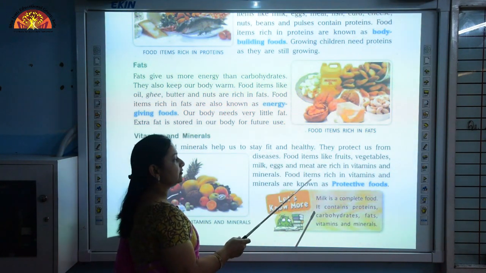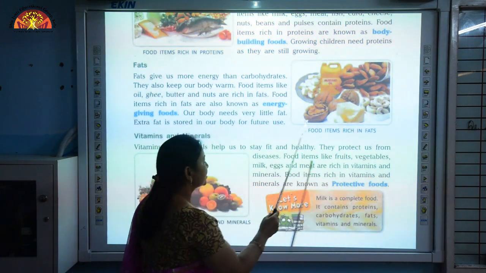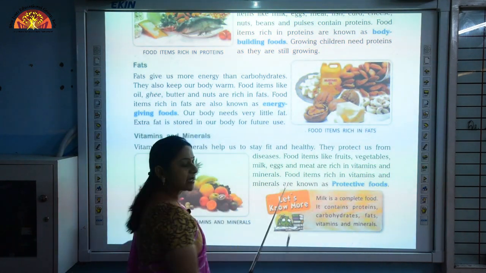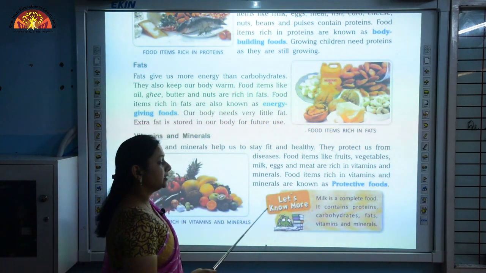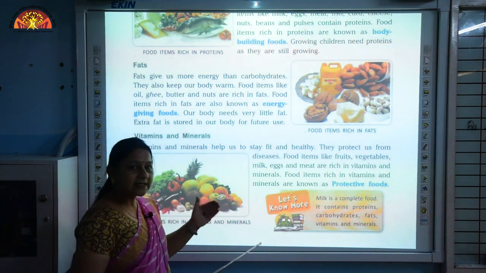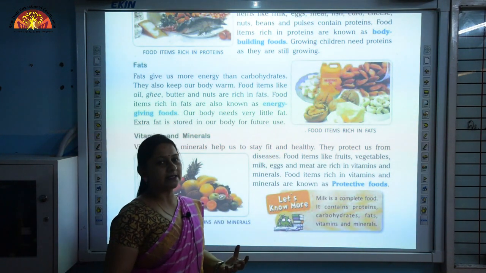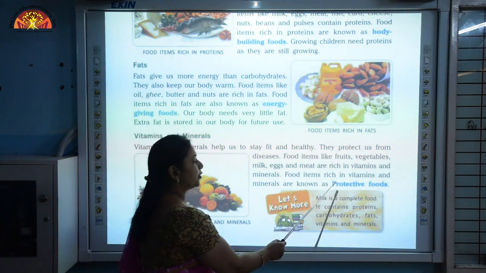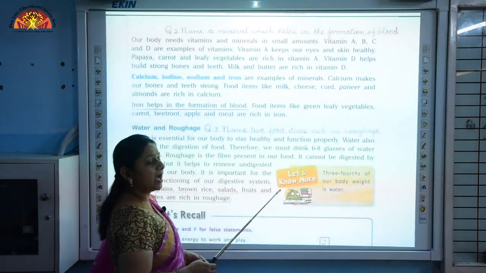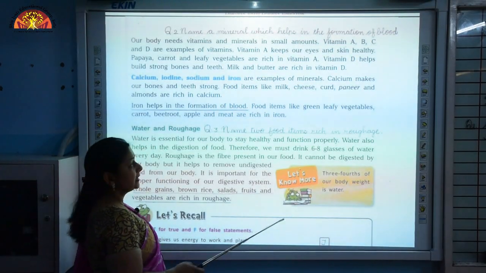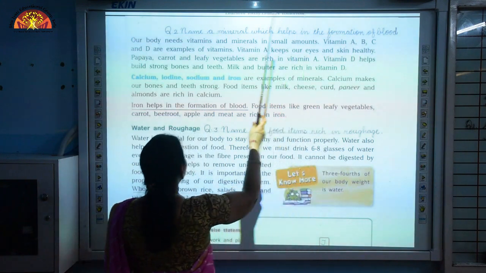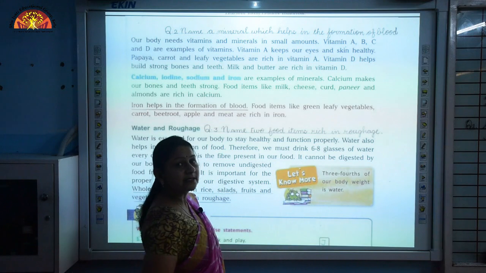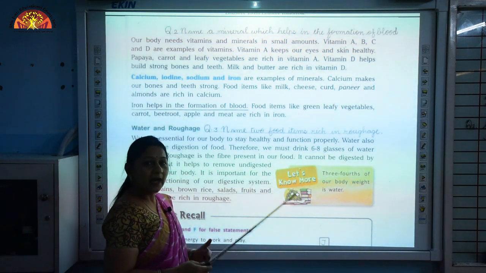And what are the sources of vitamins and minerals? Fruits, vegetables, milk, eggs and meat are rich in vitamins and minerals. As they protect us from diseases, we call them protective foods. We have different types of vitamins, that is vitamin A, B, C and D. Vitamin A keeps our eyes and skin healthy. It is good for our eyes and skin.